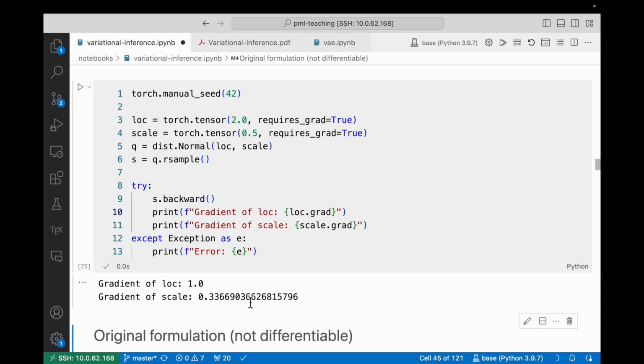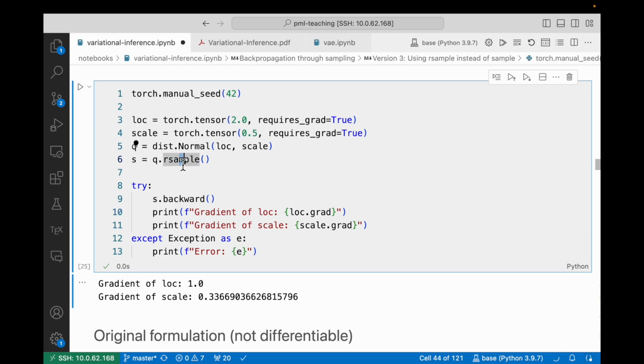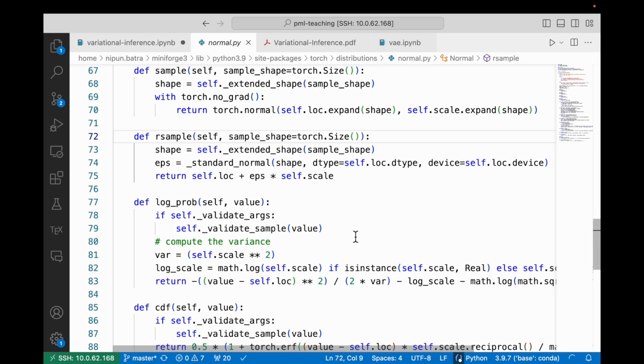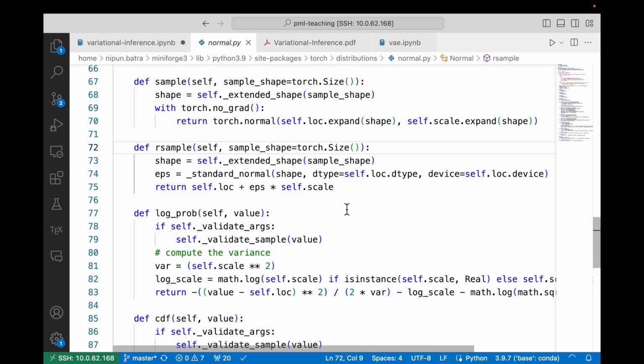So what do you think rsample would be doing? Reparameterized sample, and this is the good thing about running code in VS Code, the capability to look up code. I will just command click, and I am given this. If you look at the path, python3.9 site-packages, torch distributions, normal.py, Normal class. In that there is an rsample method. Can you see what this method is doing?